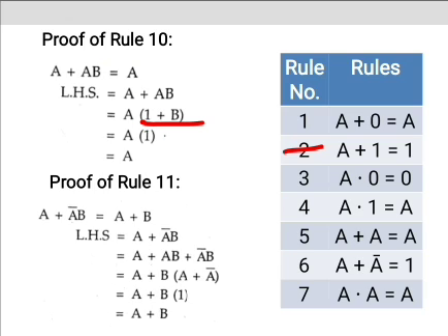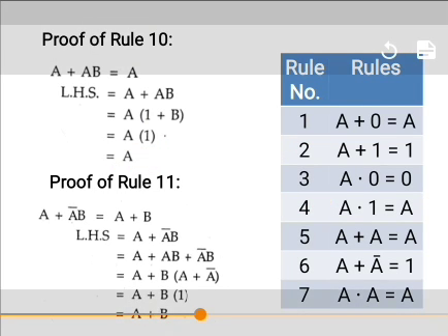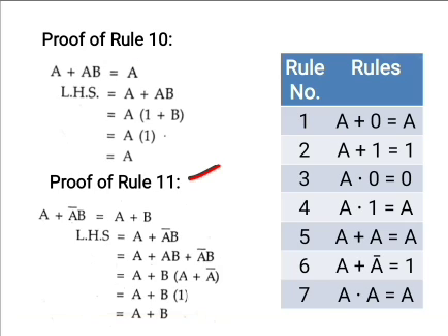The same thing, 1 plus b equals 1. So, a into 1 equals a, because of the fourth rule, a into 1 equals a. So, therefore, a into 1 equals a. Next one, the 11th one, a plus a complement b equals a plus b.